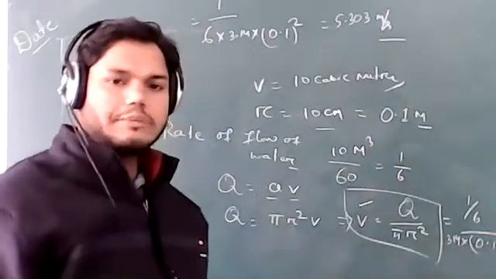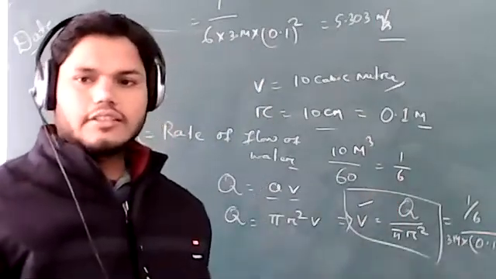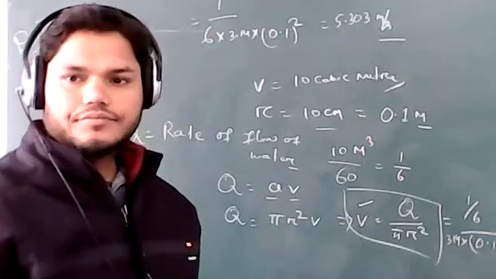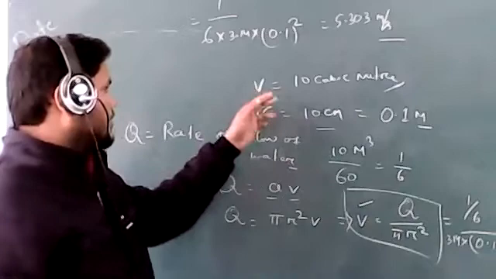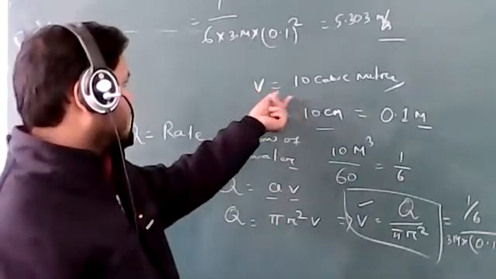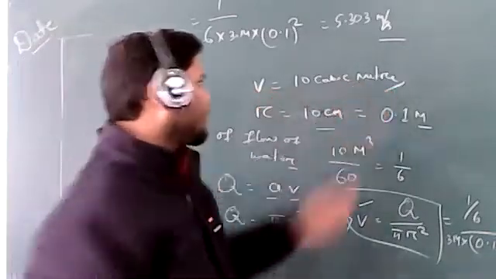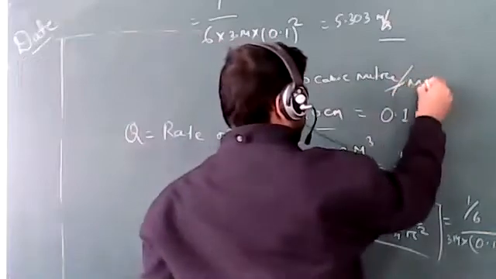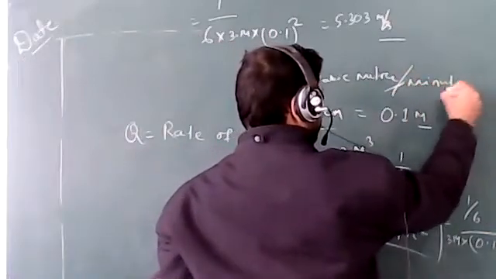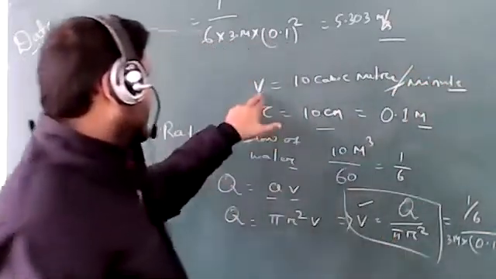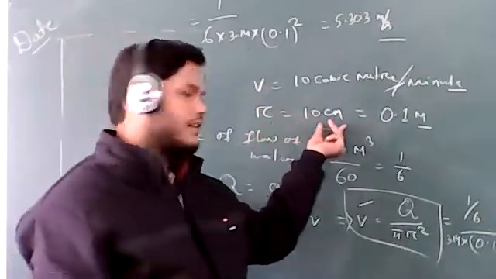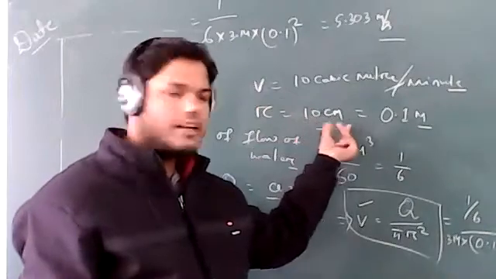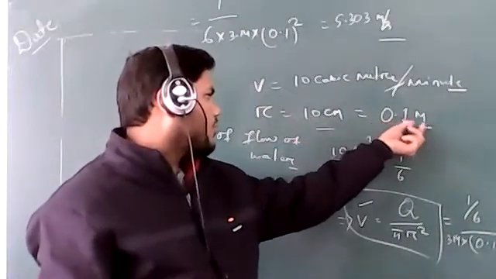V is the velocity of the fluid. Okay. This is the first question. Question number one, what is given to you first? The volume of the liquid is 10 cubic meter per minute, and the radius is given as 10 centimeter, and 10 centimeter equals 0.1 meter.